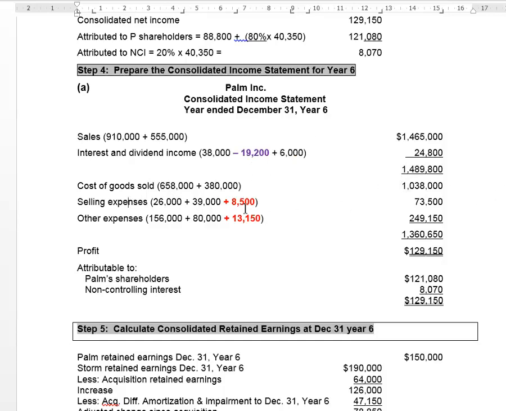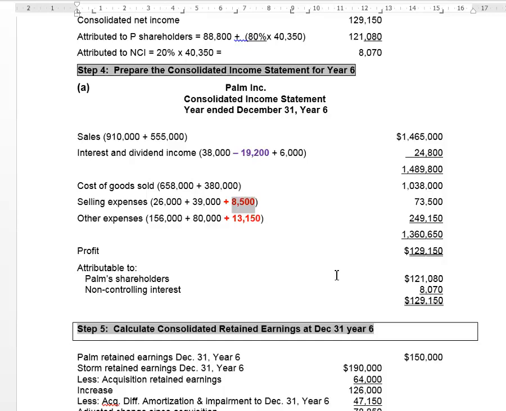Now notice in the selling expenses we have to include what was amortized during the year. So we take the parent's plus the sub's plus what we amortized during the year. Don't forget we're doing this for the consolidated books. Neither the parent nor the sub is booking those fair value increments. Neither of the separate entities is booking it. So it has to be booked in the consolidated statements for the year. And that's 8,500 in total. Notice in the other expenses, that's where the impairment losses are being booked. So now we've got 13,150.